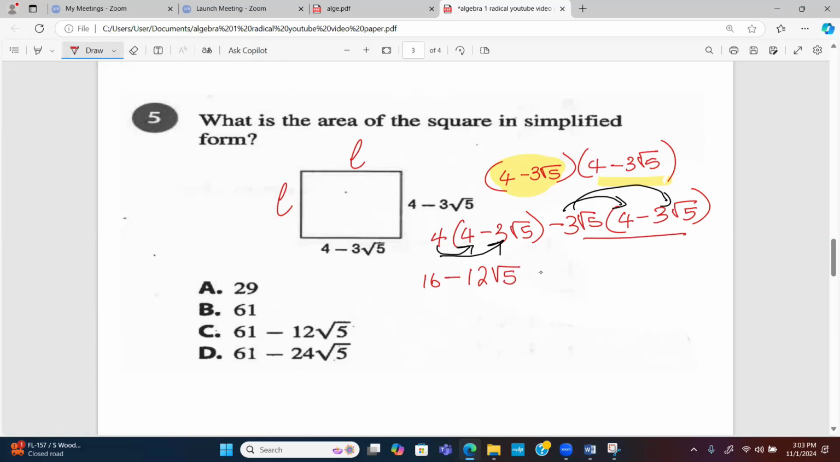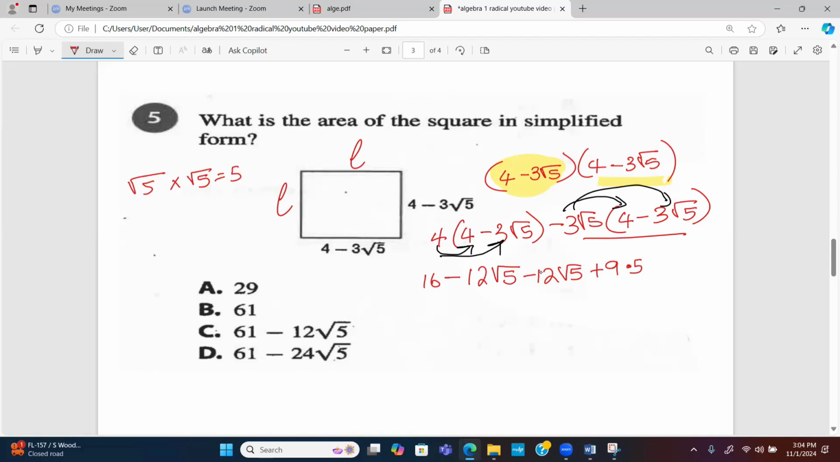I'm over here now. Negative 3 root 5 times 4 will give me negative 12 square root of 5. And then negative 3 square root 5 times negative 3 square root 5 will give me positive 9. Okay? Positive 9 times 5. Why? Because remember, when the square root of 5 is multiplied by the square root of 5, we got 5, right? So that's what we have around there.